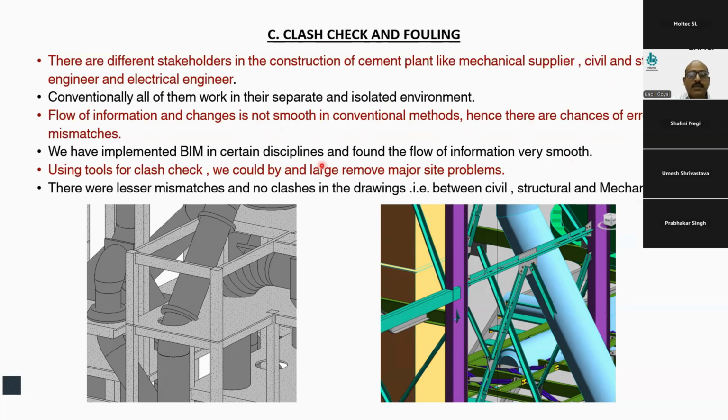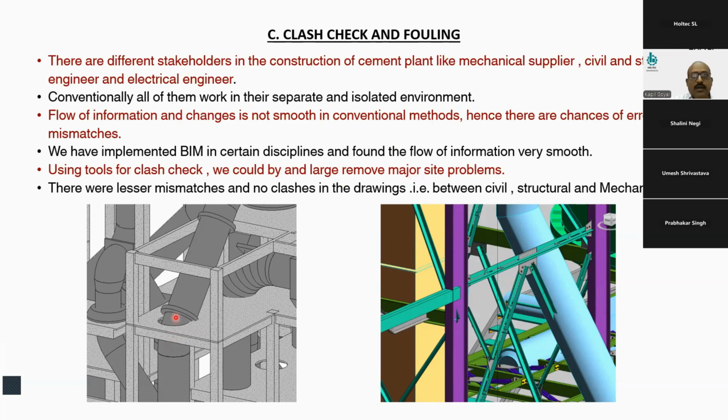We have implemented BIM in certain disciplines and found that the flow of information is very smooth. Using tools for clash check, we could by and large remove the major site problems and it has saved time from a longer perspective. There were fewer mismatches and no clashes in the drawings, that is between civil, structural, and mechanical drawings. Here you can see a few examples.